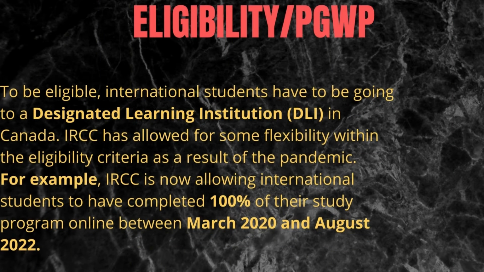Eligibility criteria for the post-graduation work permit: if you are an international student, then you have to be going to a designated learning institution in Canada. IRCC has already allowed for some flexibility within the eligibility criteria as a result of the pandemic. For example, IRCC is now allowing international students to have completed 100% of their study program online between March 2020 and August 2022. So this is a big relaxation.